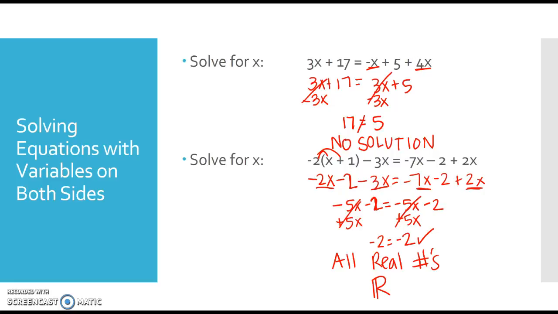If you end up with a true statement, it's all real numbers. And this is not just for what we do in Math 1. This holds true for all your math classes. If you're solving and your variables cancel out, it means it's either no solution or all real numbers.